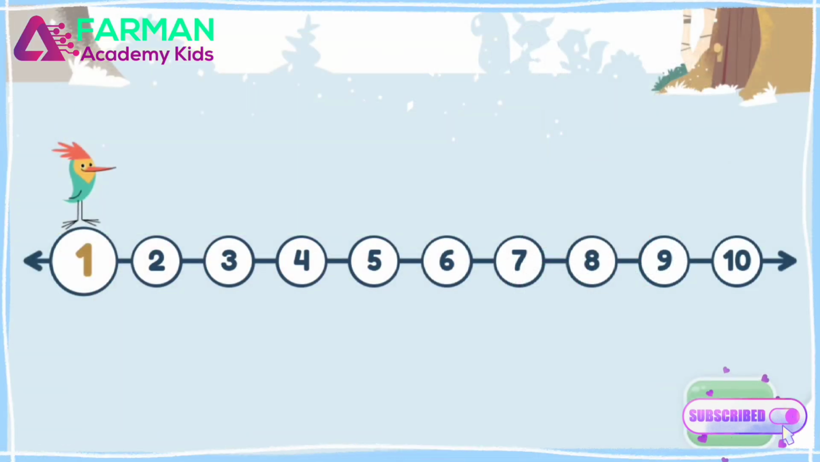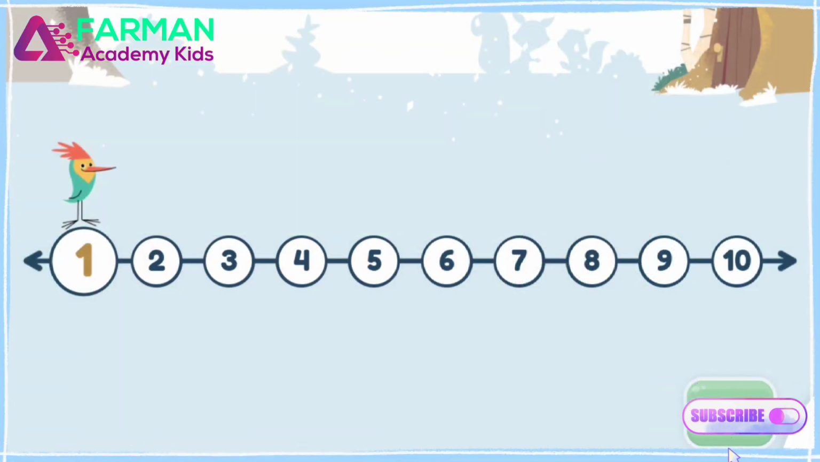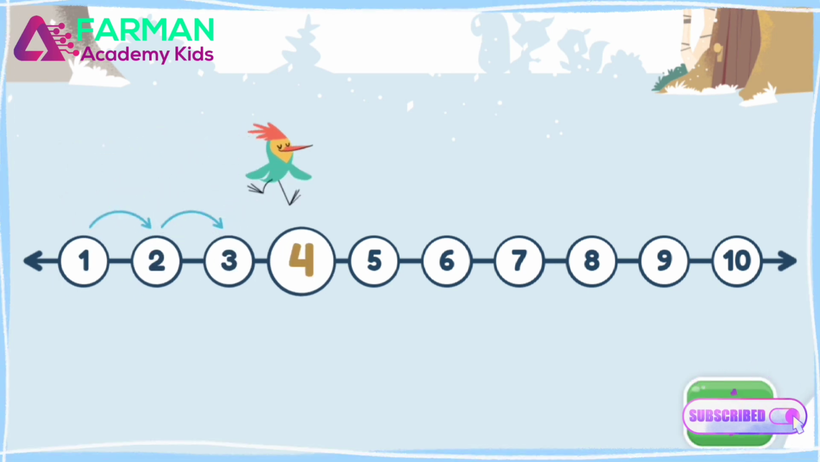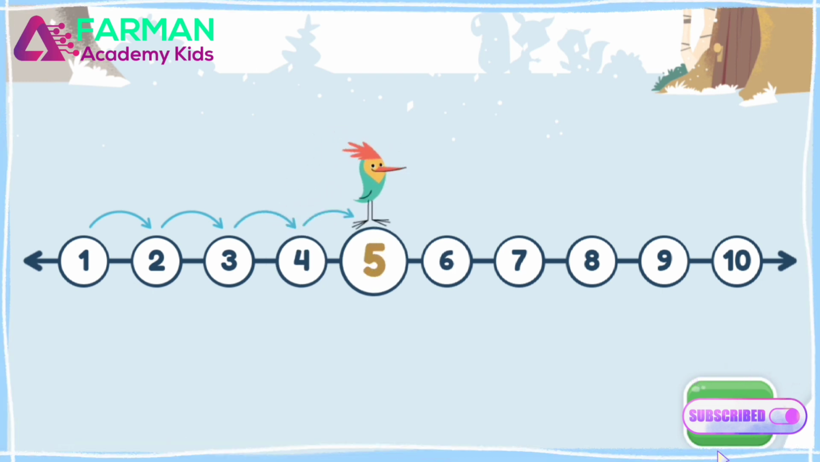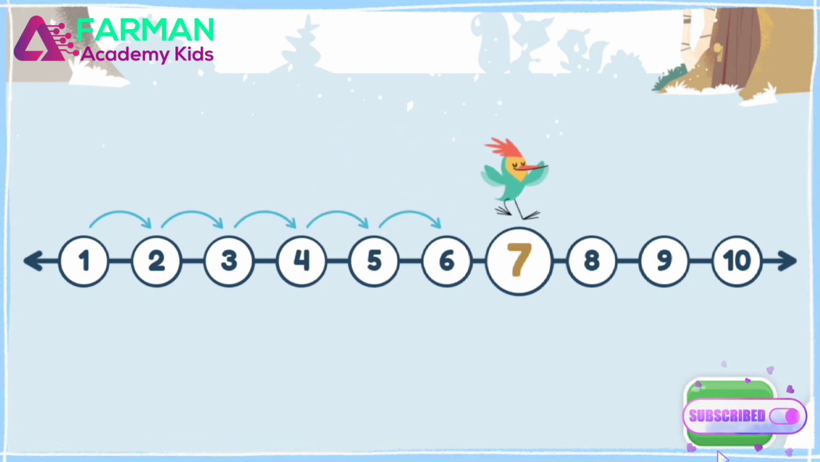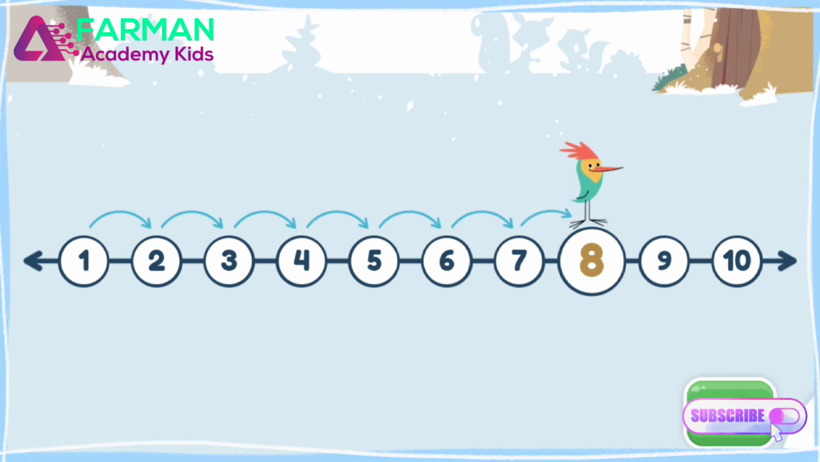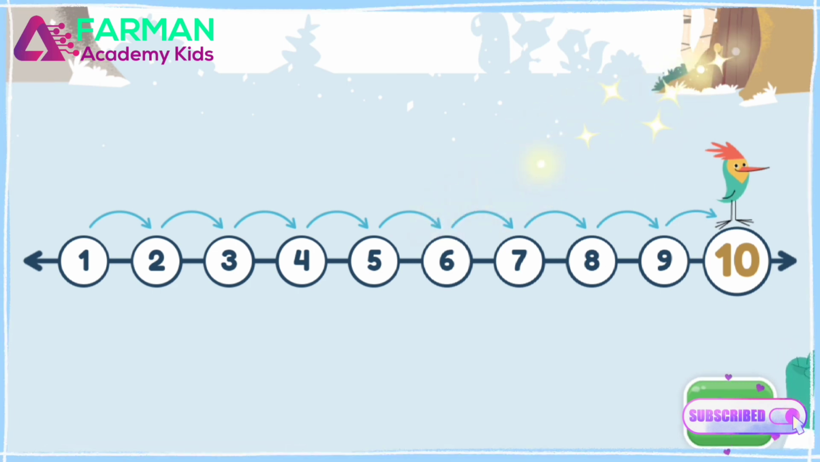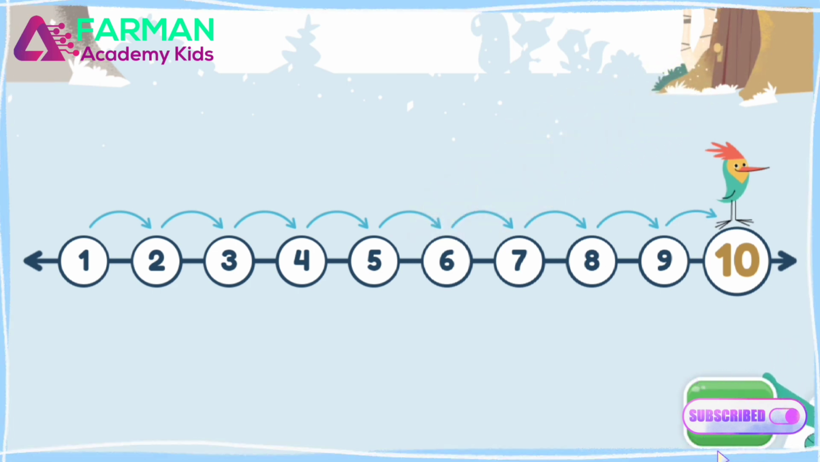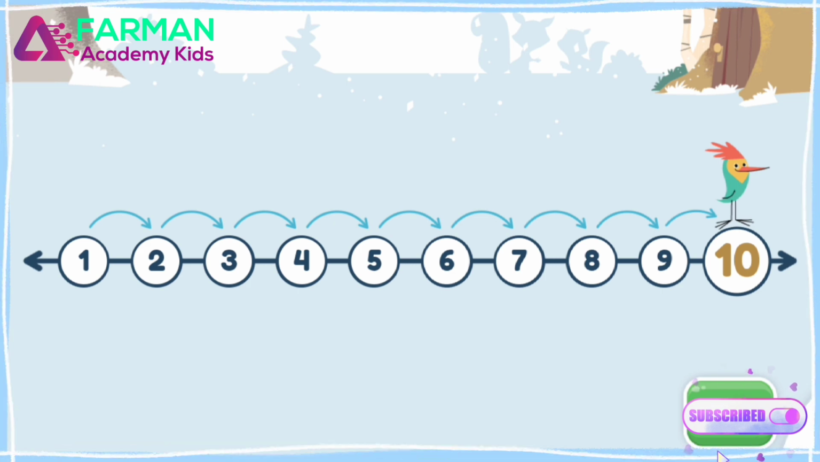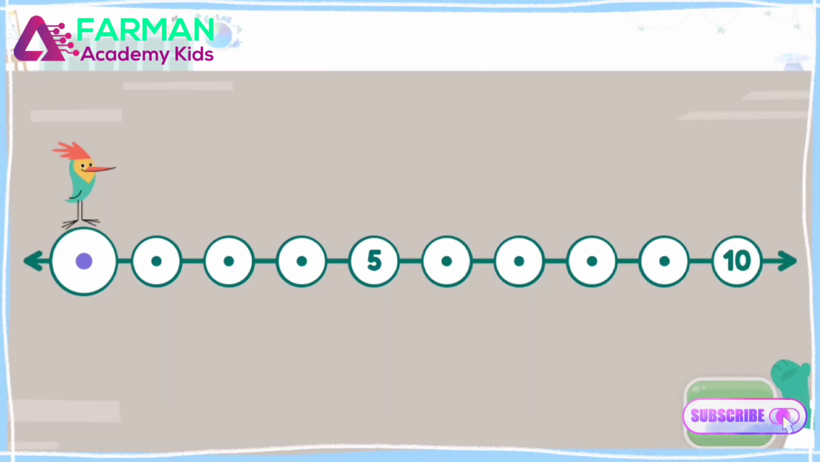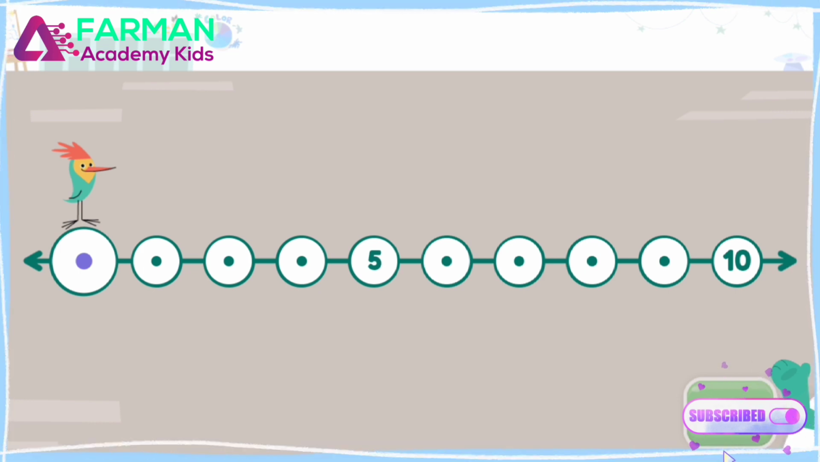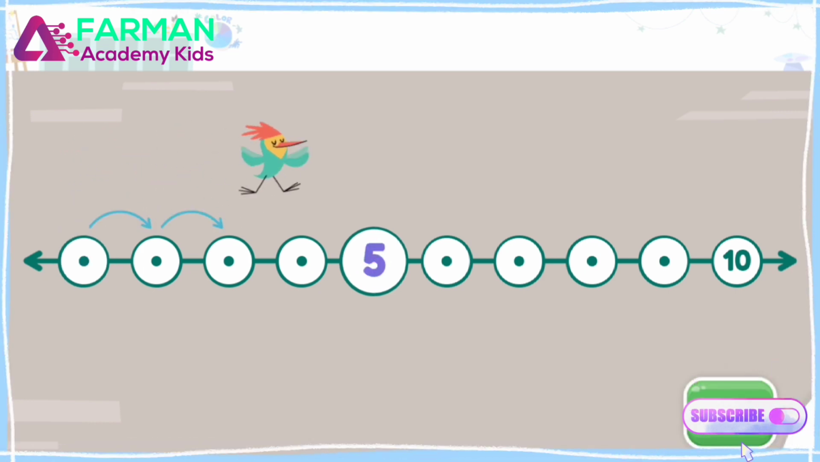Drag Peck from 1 to 10. Nice! You counted by ones to get to 10. Let's skip count by 5s. Drag Peck to the number 5. Then drag Peck to 10.